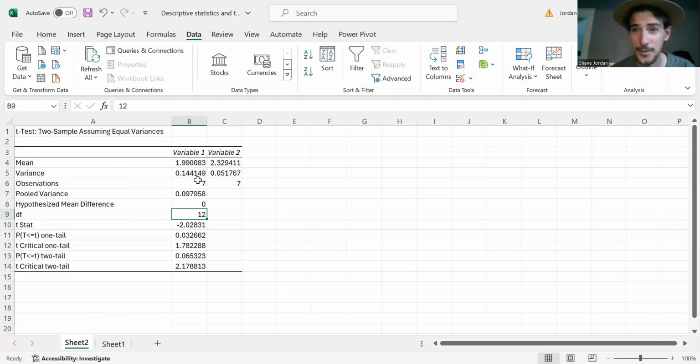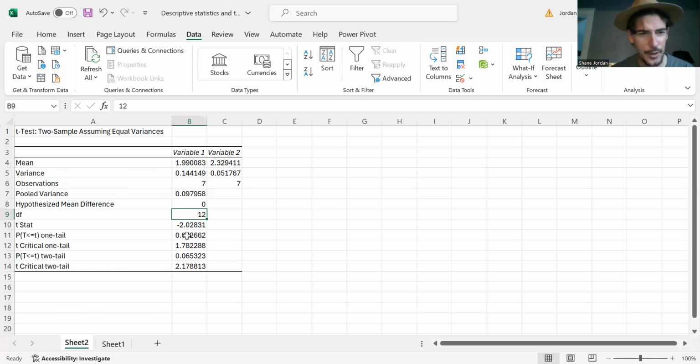So 7 minus 1 is 6, 7 minus 1 is 6, 6 plus 6 is equal to 12, or in other words, you could say 14 minus 2 is equal to 12. So those are our degrees of freedom. We have a t-test statistic that is very nicely calculated for us. As you might recall, t is a kind of complicated statistic to calculate by hand, and so Excel can do it for you, saves a whole lot of work.